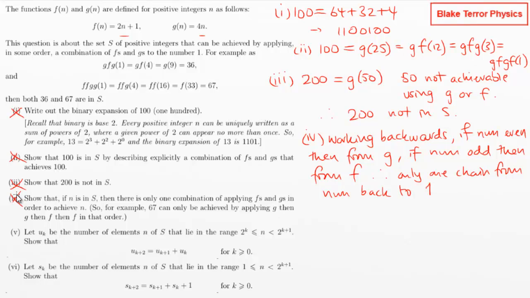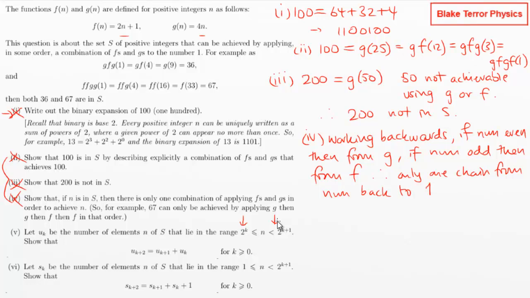Part 5, let U subscript k be the number of elements n of S that lie in the range n between, including, 2 to the power k, but not including 2 to the power k plus 1. Show the relationship between U subscript k plus 2, U subscript k plus 1 and U subscript k. Right, we've got the binary coming back in then, because they put that in part 1. Nothing happened in the next 2 parts for binary. Now it's come back because we've got these powers of 2, which is what we're always interested in.